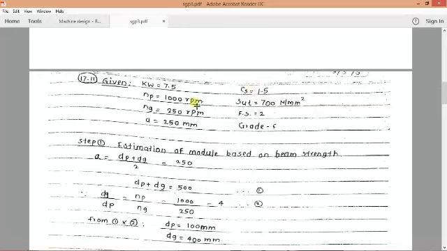Then, as a standard assumption that I have already discussed in the formula section, b by m is always taken as 10. Then we assume zp is equal to 20 and zg is equal to 30. These are the conditions which we have assumed here.